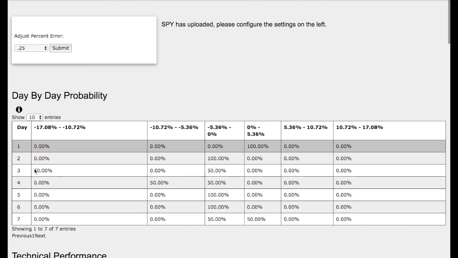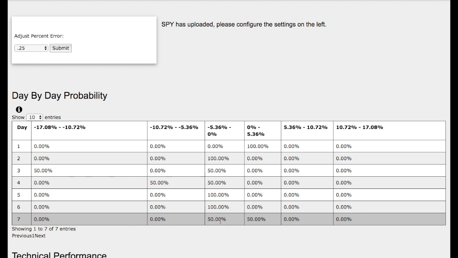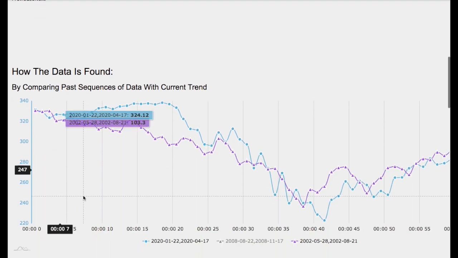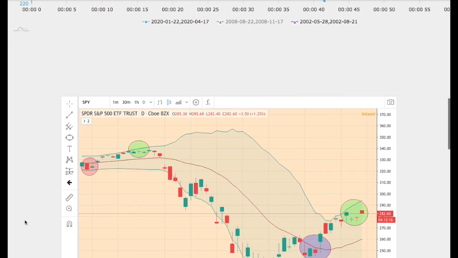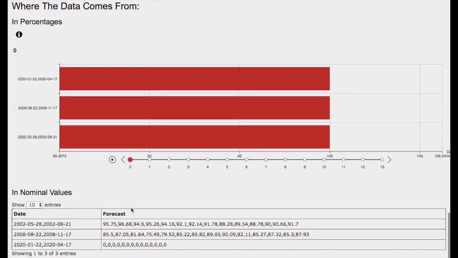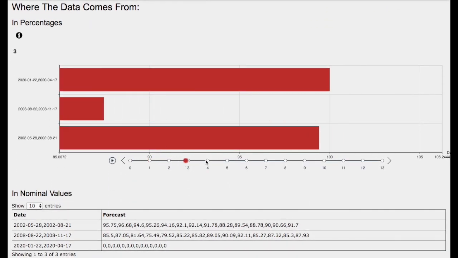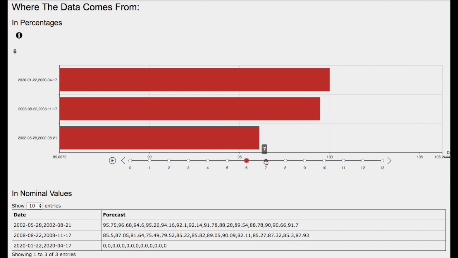So let's head back to the day-by-day probability model. As the days progress to the 7th day, we have a 50% chance for the S&P 500 to fall between 0 and negative 5.3%, and we have a 50% chance for the S&P 500 to climb between 0 and 5.3%. The reason why we have a 50-50 chance is we only have 2 models to base it on, and the models that we are using are the 2008 and the 2002 models. So let's go over the day-by-day forecast for the S&P 500. We have 1 day out, 2 days out, 3 days out, 4 days out, 5 days out, 6 days out, and 7 days out.